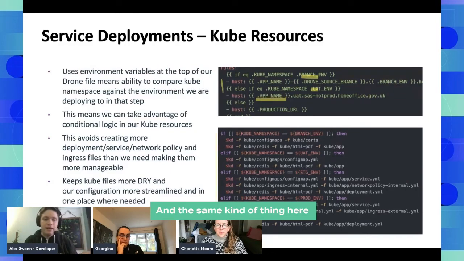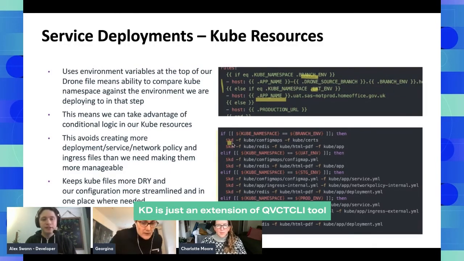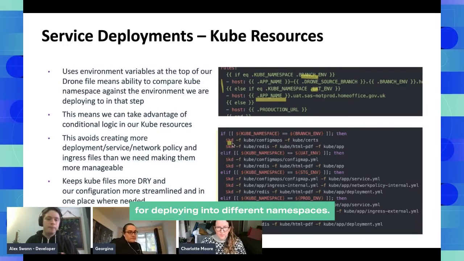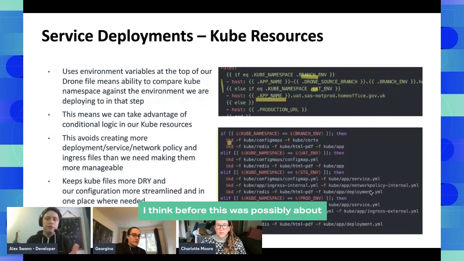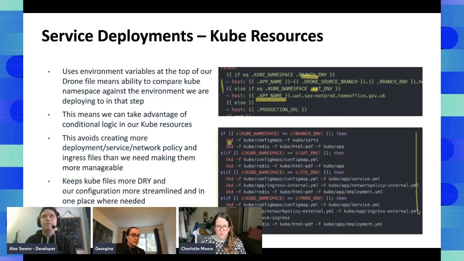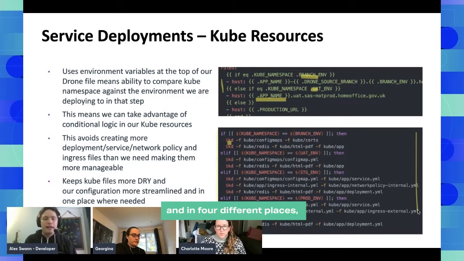And the same kind of thing here. We have a sort of bash script that uses KD, which is just an extension of the kubectl CLI tool, for deploying into different namespaces. But you have it all in one place. I think before, this was possibly about 4 times as long and in 4 different places. So it just keeps everything a lot more consolidated and DRY, which is really nice.